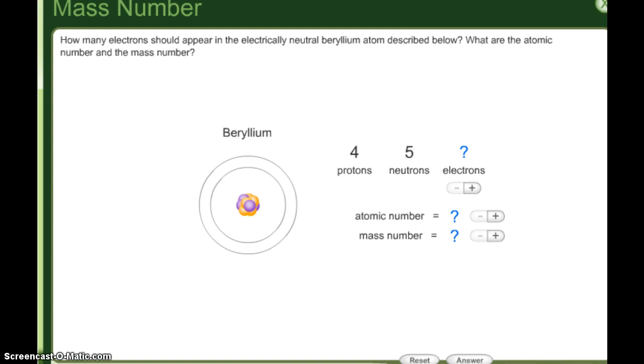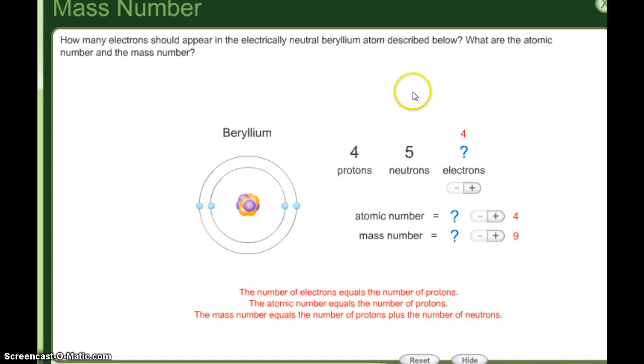And the last one, hit pause, get your answer for beryllium. Answer is protons equal the number of electrons when it's neutral. The atomic number is always the number of protons. Now I added protons plus neutrons to get a mass of 9.